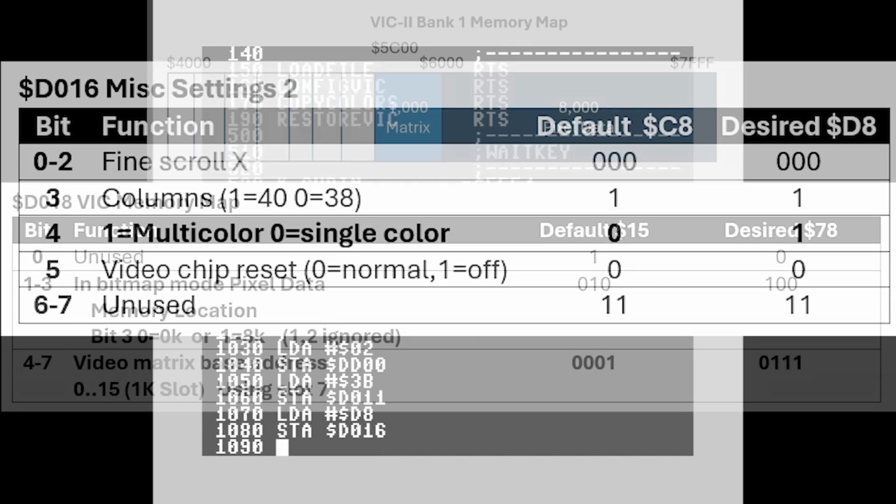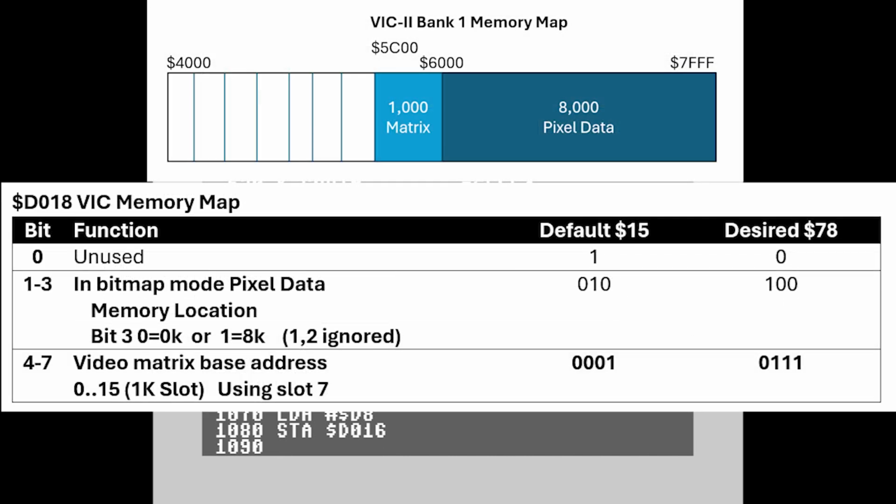Now the last thing we need to do is we want to configure where the matrix color map is going to go and which side of the 16K the 8000 byte pixel data is going to go. And again, if you look at the table there, we can see that bits 1 through 3 deal with which side of the 16K the bitmap graphics go. Because we're in a bitmap mode, the only bit that matters is bit 3. And if we set it to a 0, it's the low 8K. If we set it to 1, it's the upper 8K. Well, we want it to be a 1.